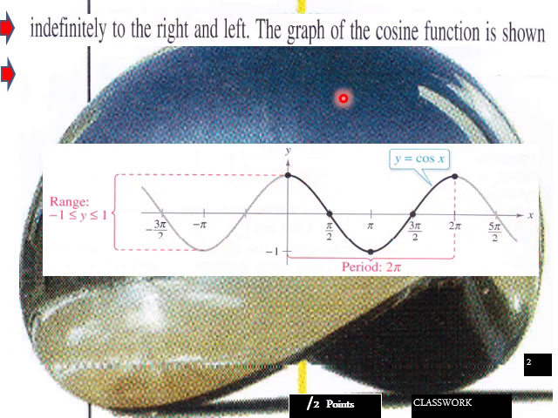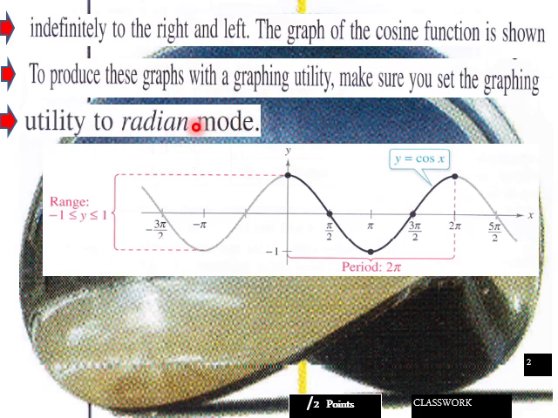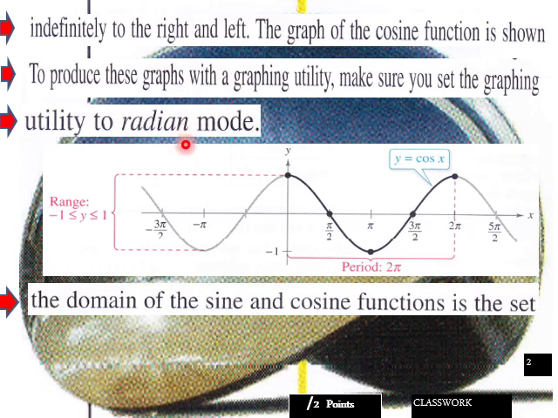The graph of the cosine function is shown. This is your cosine. Your y-intercept is up here at whatever the amplitude is. In this case, it would be 1 here. And then this is your min here, would be negative 1. Your period is 2 pi. To produce these graphs with a graphing calculator, make sure you set the graphing utility to radian mode. So to graph these, your graphing calculator has to be in radian mode.